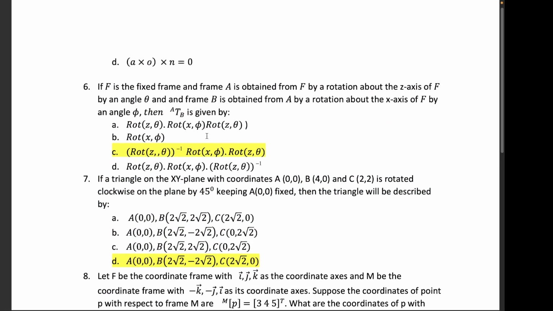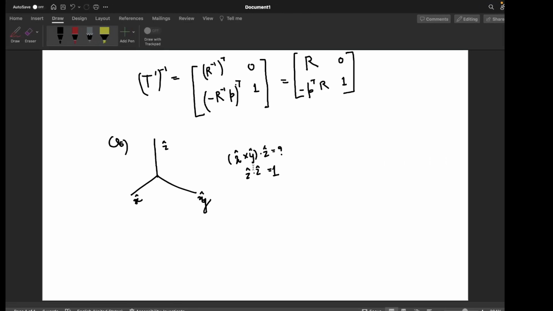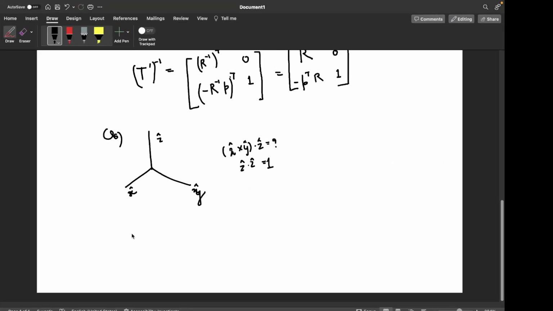Okay, so the 6th question reads as follows. F is the fixed frame here, and we are creating 2 more frames, A and B, by a sequence of rotations from F. A is obtained from F by rotation about the z-axis of F by an angle theta, and frame B is obtained by rotating the A frame about the x-axis of F by angle phi. Let's put down the information that we have till here.